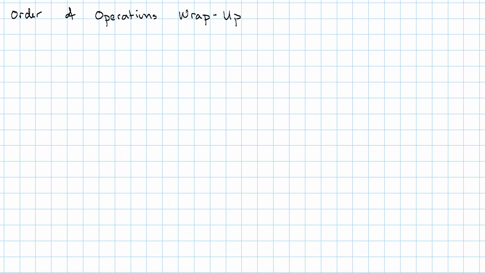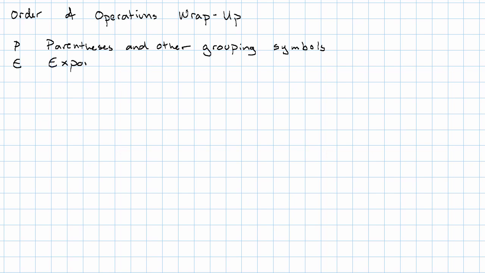Let's put together everything that we've learned about the order of operations. When we see a long, complicated expression, the first thing we should look for is parentheses and other grouping symbols. Those tell us to do whatever's inside there first. Once we've dealt with all of our grouping symbols, then we're ready to deal with all of our exponents. And exponents don't really interact with one another, so we can really work those out in whatever order we like.